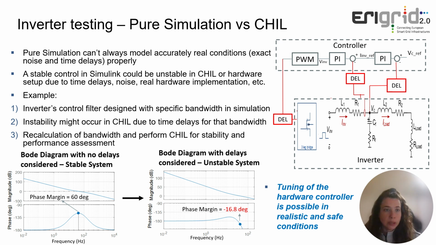Here is the example where the inverter's control filter is designed with a specific bandwidth in simulation, and we observed instability in control hardware in the loop due to time delays for that bandwidth. So by performing control hardware in the loop, we can recalculate the bandwidth to make the controller stable for the specific real-world delays. So control hardware in the loop allowed for tuning of the hardware in realistic conditions and in a safe environment.